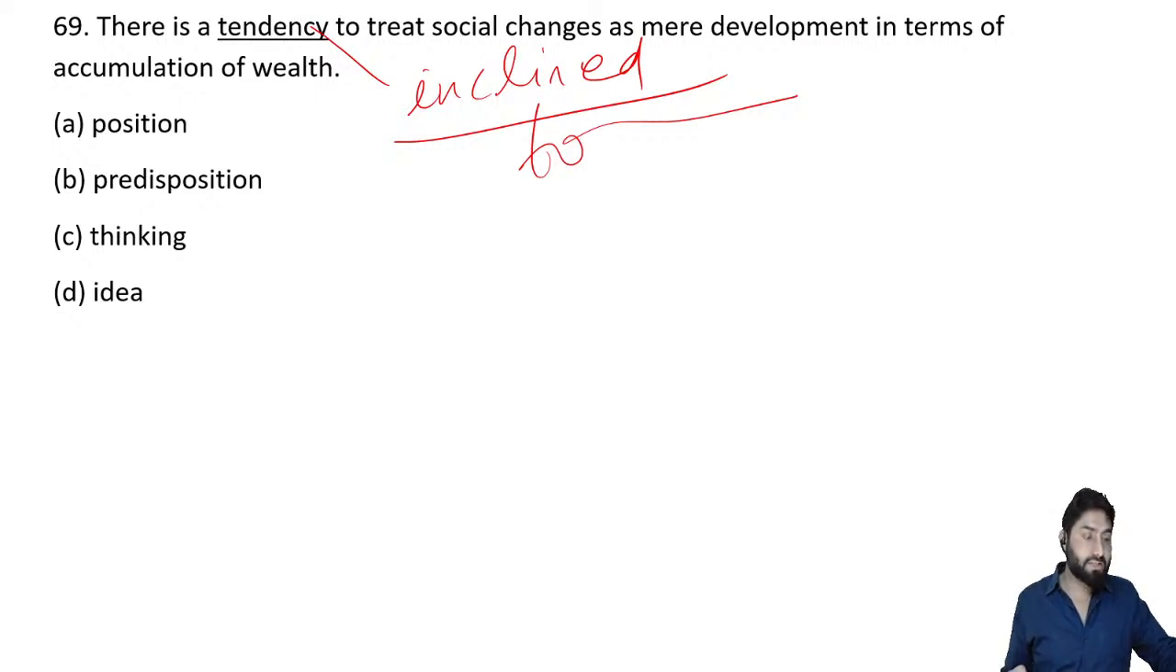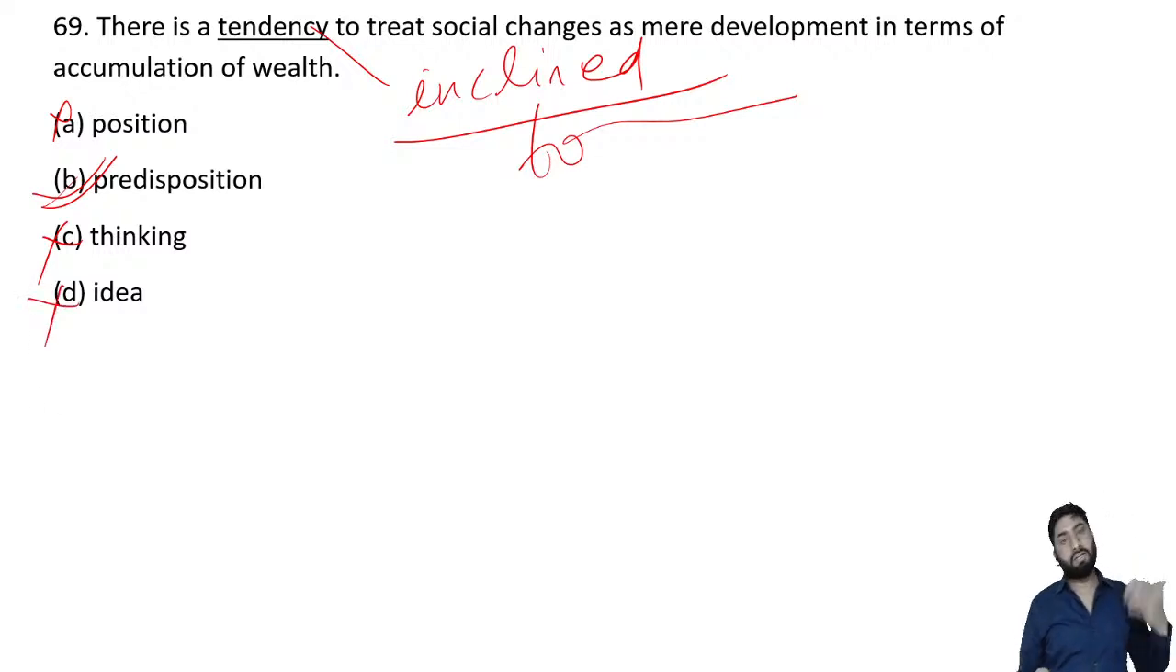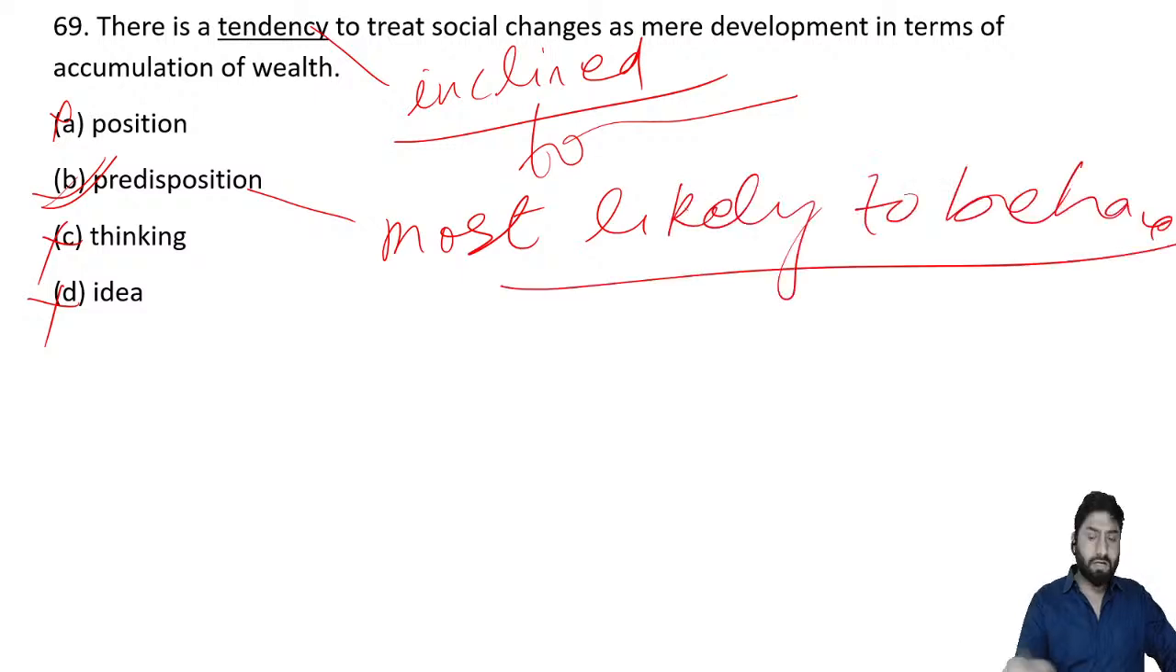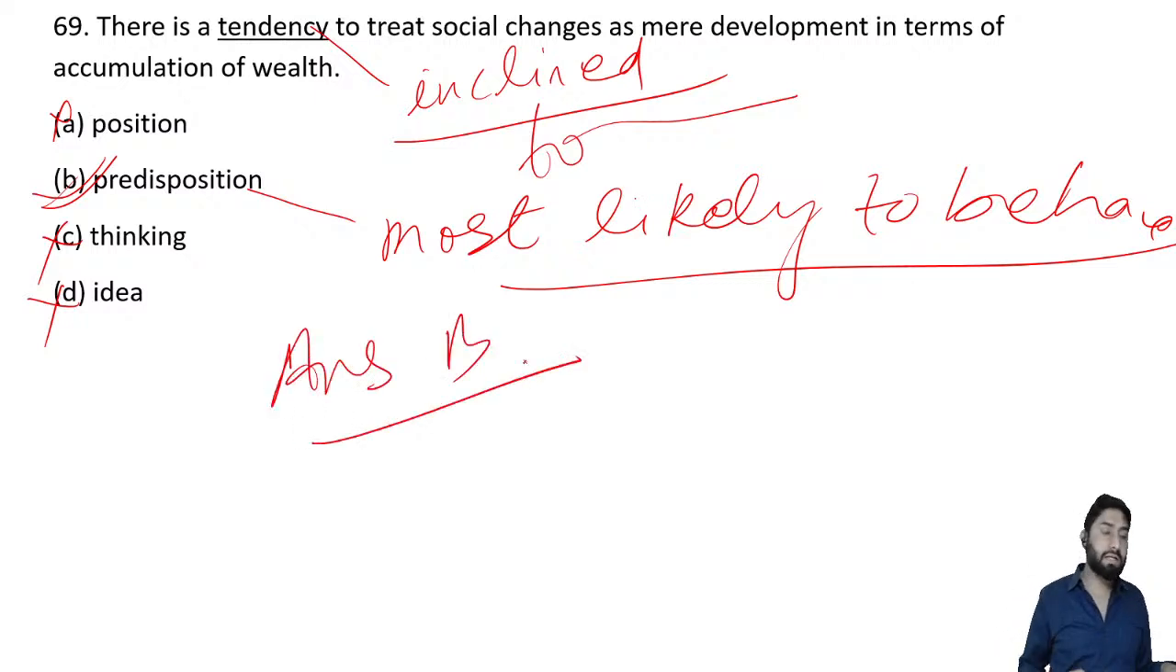The options we have to choose the synonymous word from are position, predisposition, thinking, idea. Obviously predisposition has a similar sense, you incline towards doing something, right? Position has no meaning as a synonymous word. Thinking it isn't. There is a thinking, nothing like that. Idea, no. Tendency is like inclination towards doing something. A predisposition has the similar sense. You are most likely to behave in the same sense. This also has the same sense. Most likely to behave in that sense. That's how you go. So that's the synonymous word. So the answer is B. Let's move to the next.